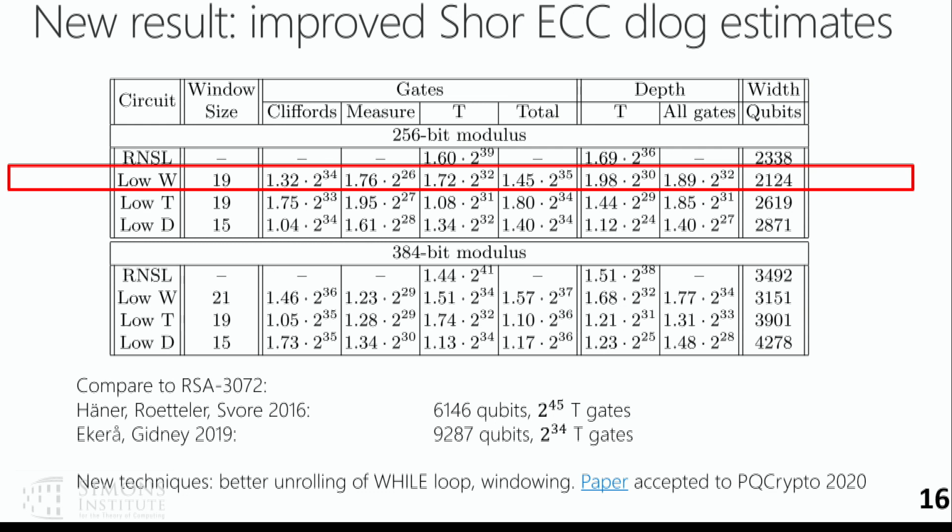The techniques were unrolling of while loops. That was the main improvement. But also windowing was a technique we used. And we basically learned and adapted techniques there. We learned from a paper by Craig Gidney and Martin Ekerå. They introduced these techniques, and they're very powerful. They lead to a lot of savings in the gates.